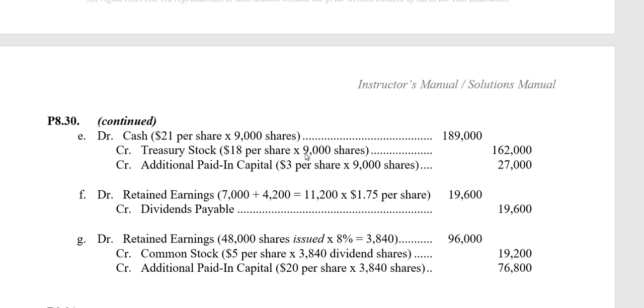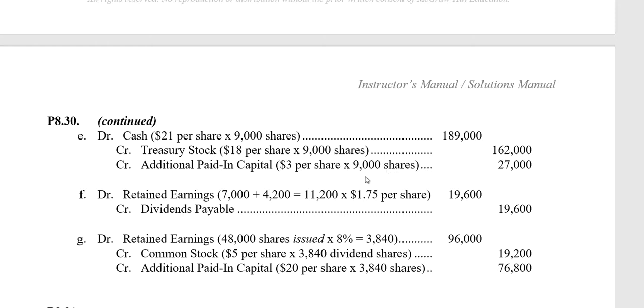Okay. Now we're getting $21 per share for these 9,000 shares, so that's the 189,000. And then of course we have the treasury stock here, and that treasury stock is based on what we paid for the stock. And then of course anything more that you get for it goes into additional paid-in capital once again. So take special attention to that, because that is a test question.